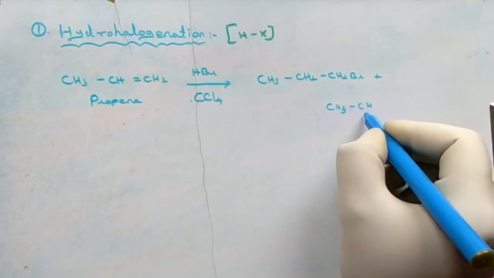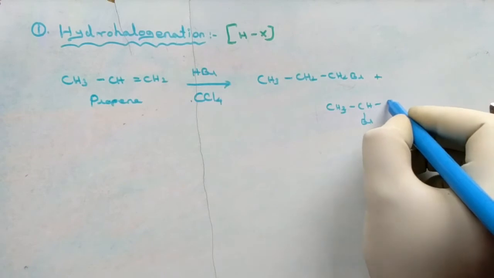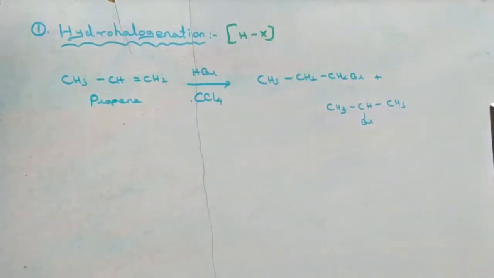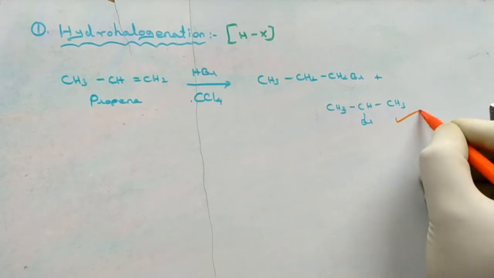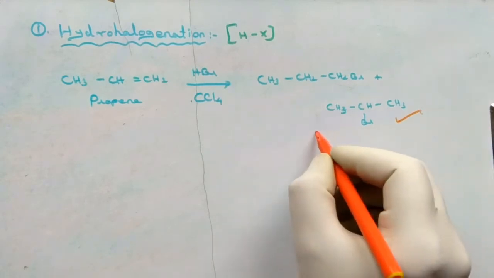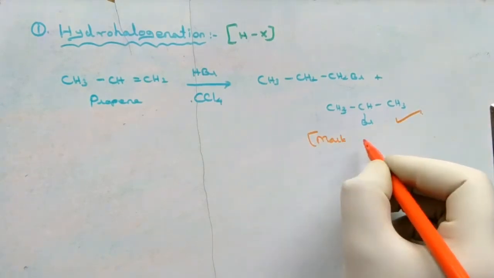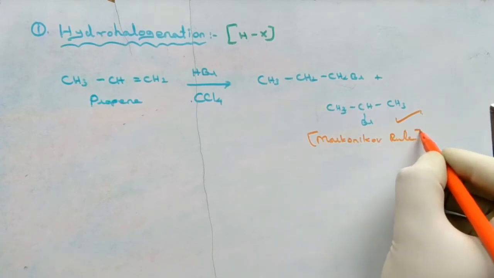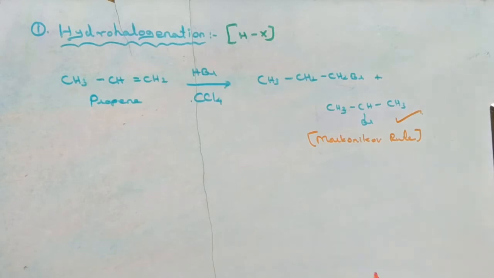So either bromine can be added to the first carbon or to the second carbon. But as per the Markovnikov rule, the second product is more possible than the first one. Let's see the mechanism, then you can understand why the second product is more possible than the first one.